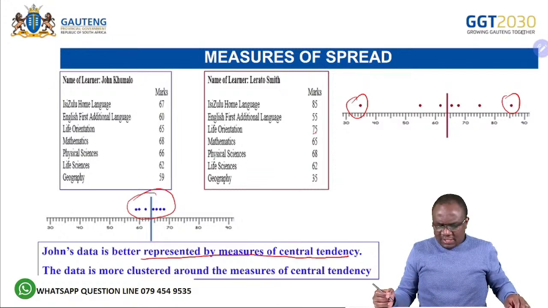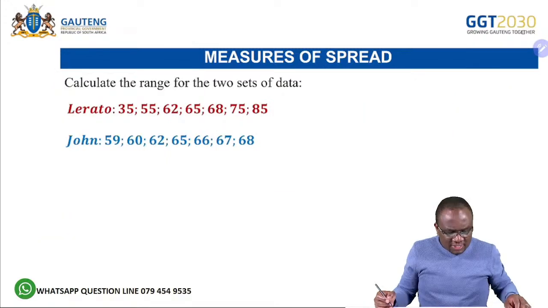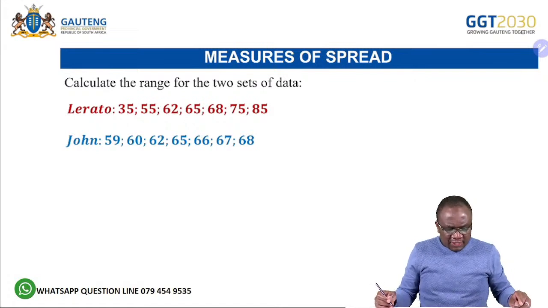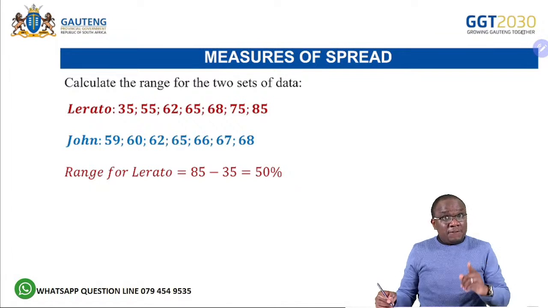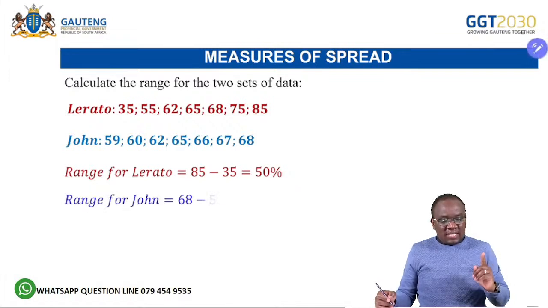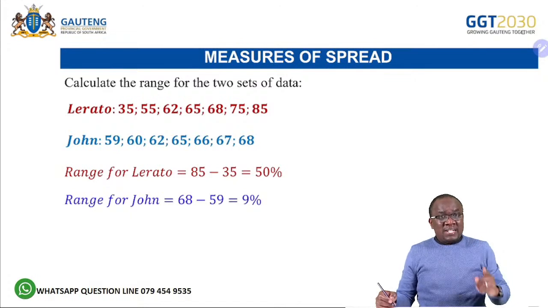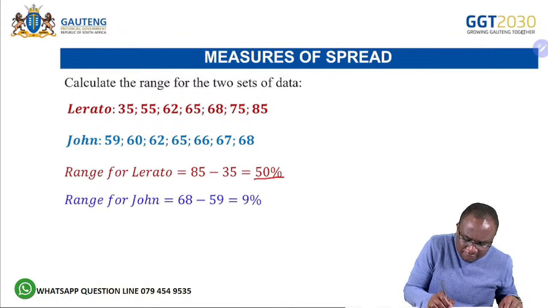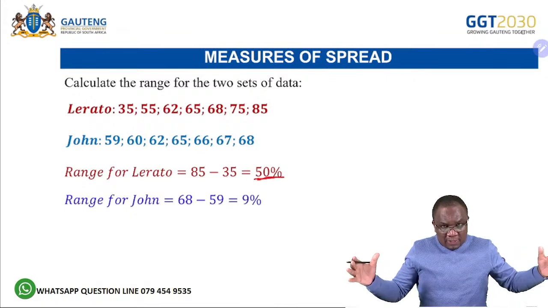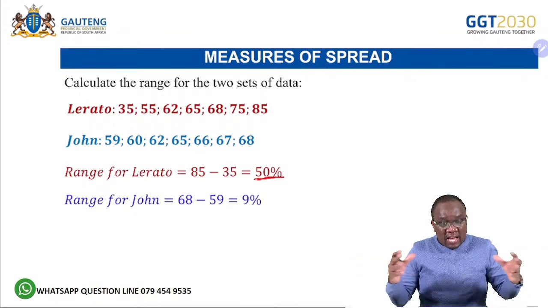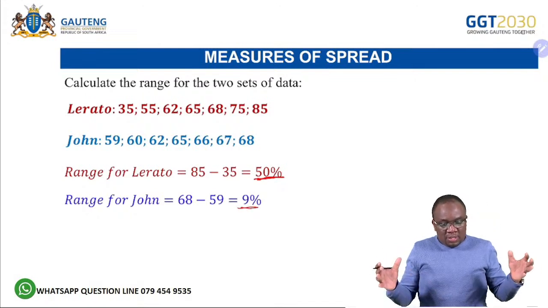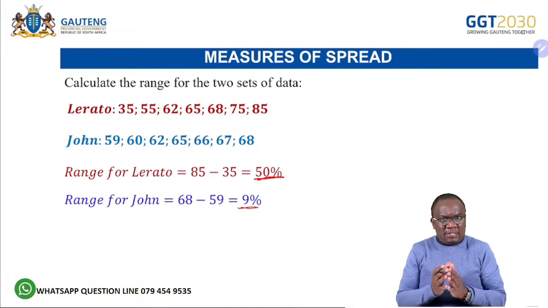Of central tendency. Right. So now let's calculate the range for the two sets. Range is a measure of spread. Lerato's range is 50% and Jones' range is 9%: highest maximum value minus lowest value. The range for Lerato is 50%, which is big, so the measure of spread is bigger when you're comparing. Jones' range is 9%, very small.